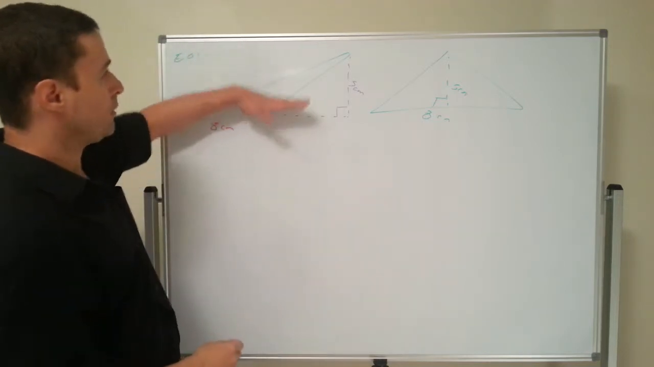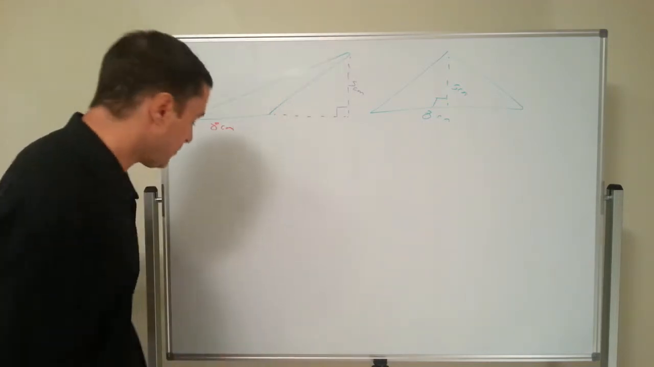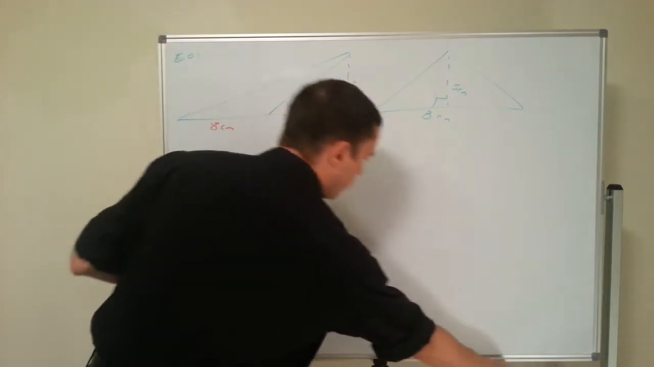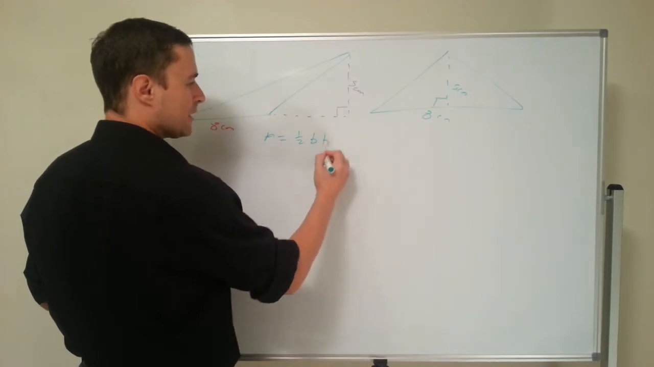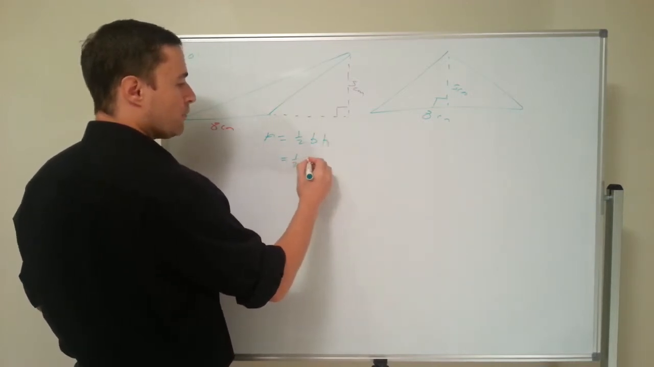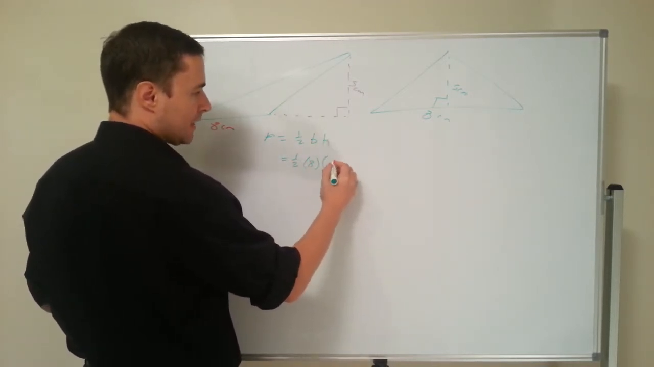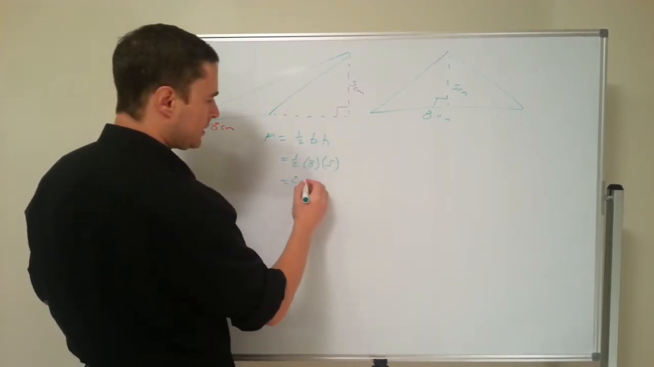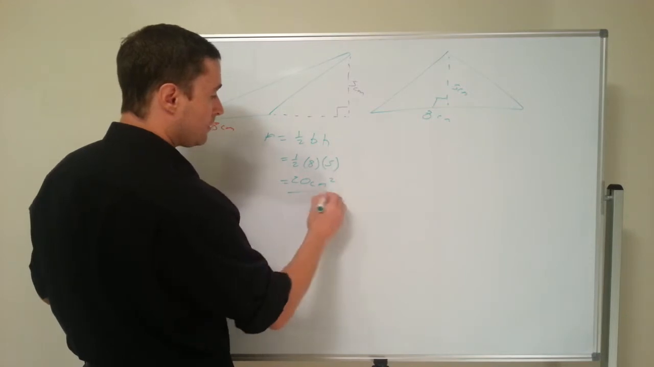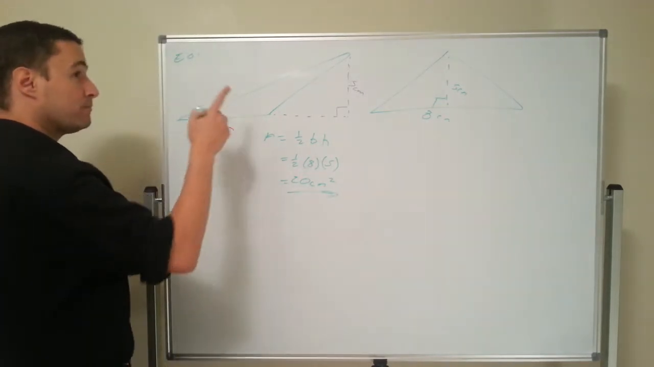The space between the bottom and the top. That's it, okay? So with this, it's pretty straightforward. Area equals a half base times perpendicular height, which is a half of 8 times my perpendicular height, 5. 8 times 5 is 40. A half of 40 is 20 centimeters squared. Right, there it is. That's my area for that.